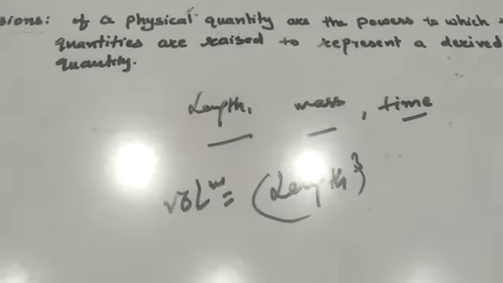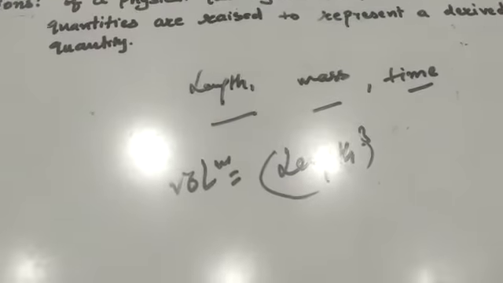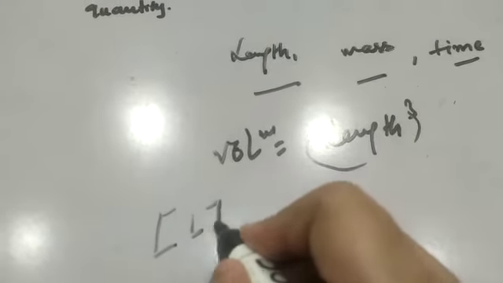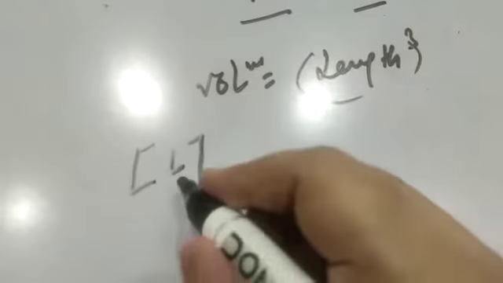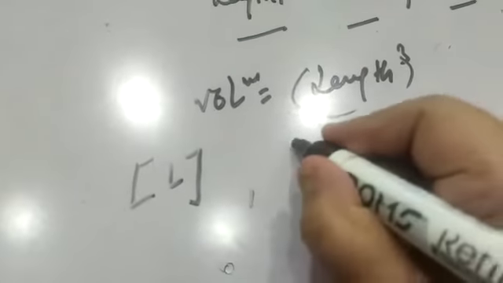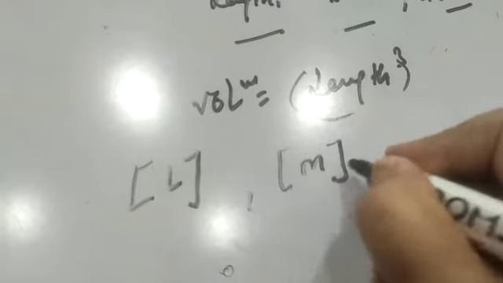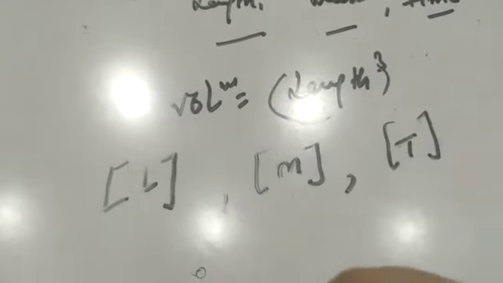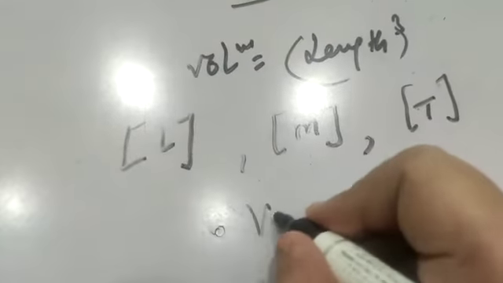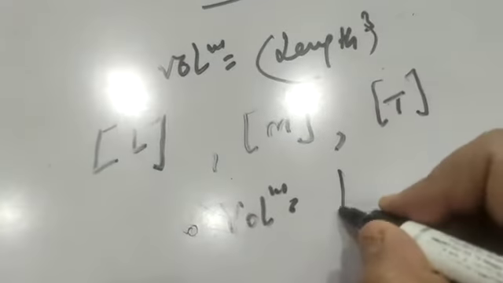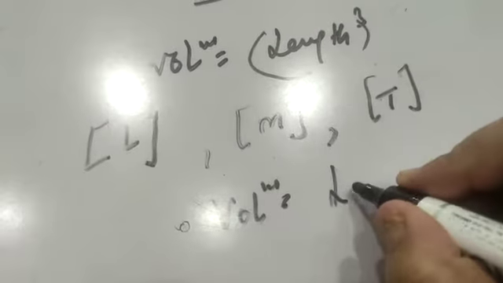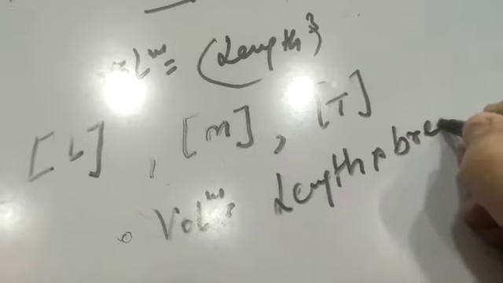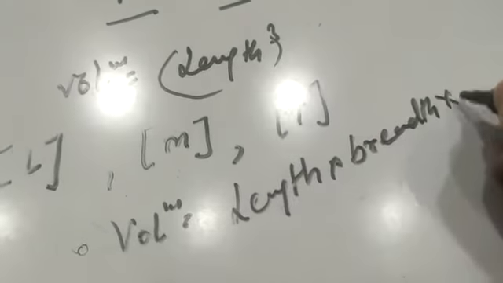So length is represented by L. Dimensionally, when we have to represent a dimension, we put that base quantity in square brackets. For length, we write square brackets with L. For mass, capital M in square brackets, and for time, capital T in square brackets. So for representing volume, the formula is length into breadth into height.